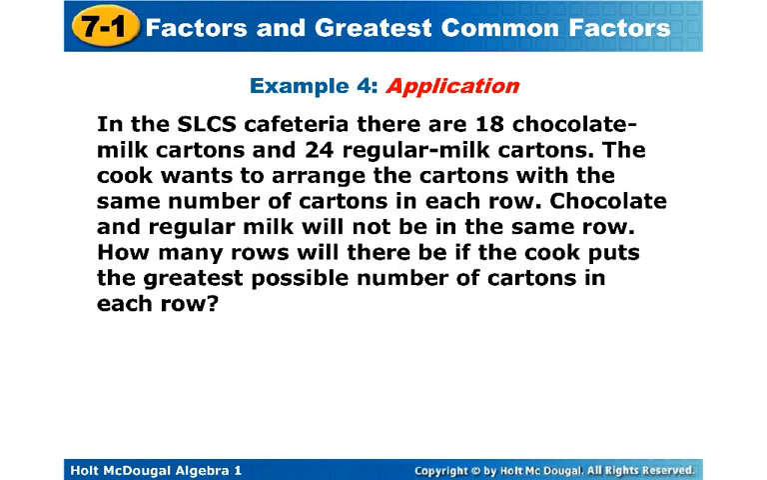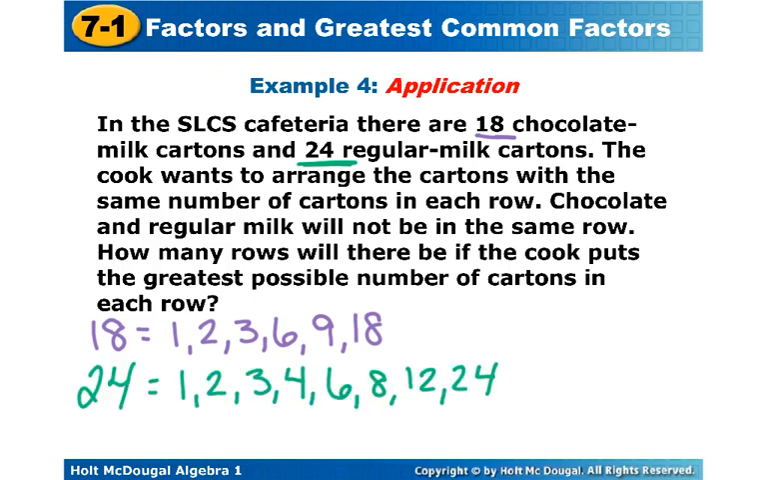So what we're going to do is we're just going to find our factors of each of our numbers. So I have to find my factors of 18 and I have to find my factors of 24. So take a moment and let's list them. So your factors of 18 are 1, 2, 3, 6, 9, and 18. And then your factors of 24 are 1, 2, 3, 4, 6, 8, 12, and 24.